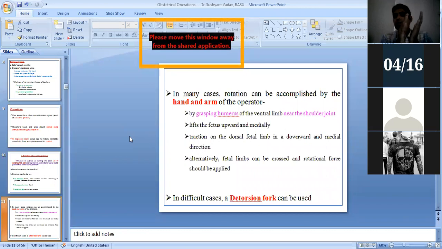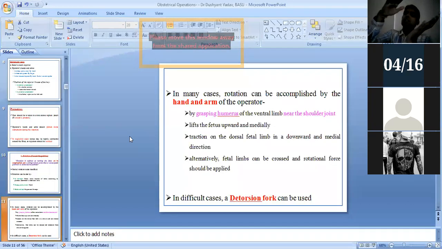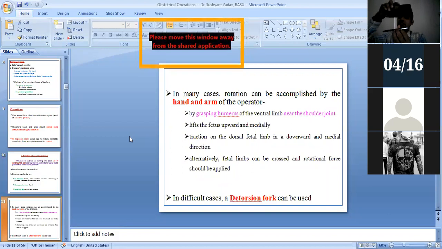But you should think that only correction of the fetal position is called rotation. Position means the longitudinal axis, the vertebral column of the dam and the vertebral column of the fetus, should be parallel, not in any other position. Like that, if this is the abnormal position, this is the normal position. So it should be in the normal position, otherwise the obstruction will not be relieved.